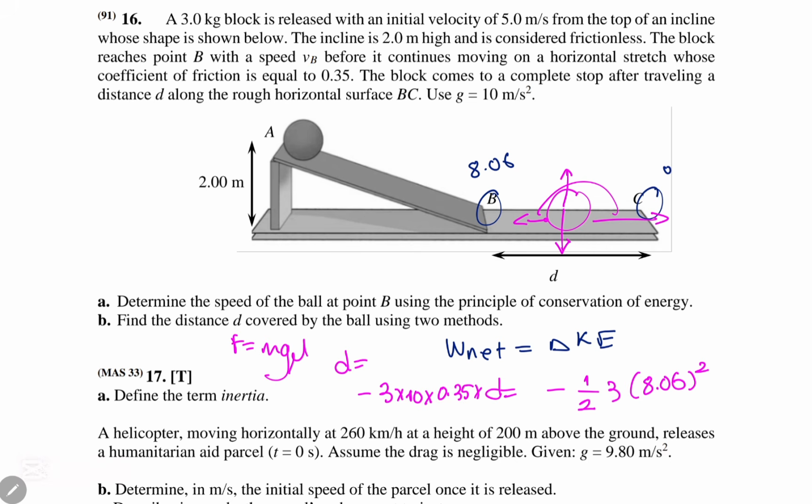It's gonna be equal to minus half times 3 times 8.06 squared, okay, divided by minus 3 times 10 times 0.35. So then you get, so, okay, basically I'll move this to the other side. So minus 1 over 2 times 3 times 8.06 squared, divided by minus 3 times 10 times 0.35. I got the distance d to be 9.3 meters.